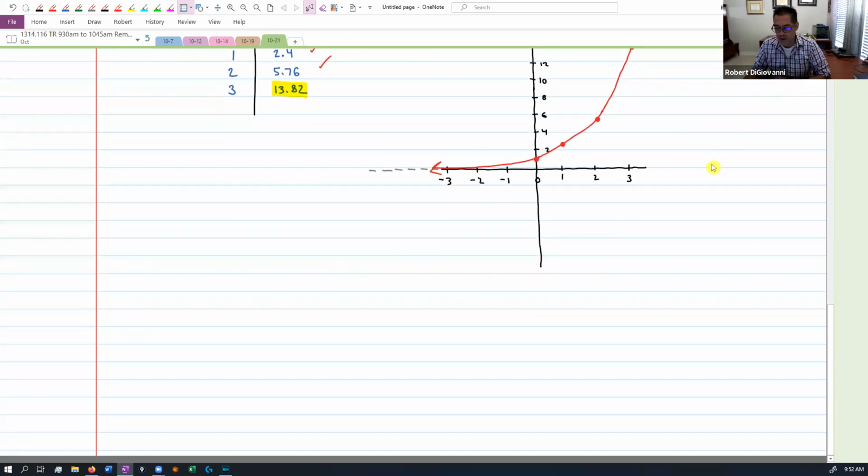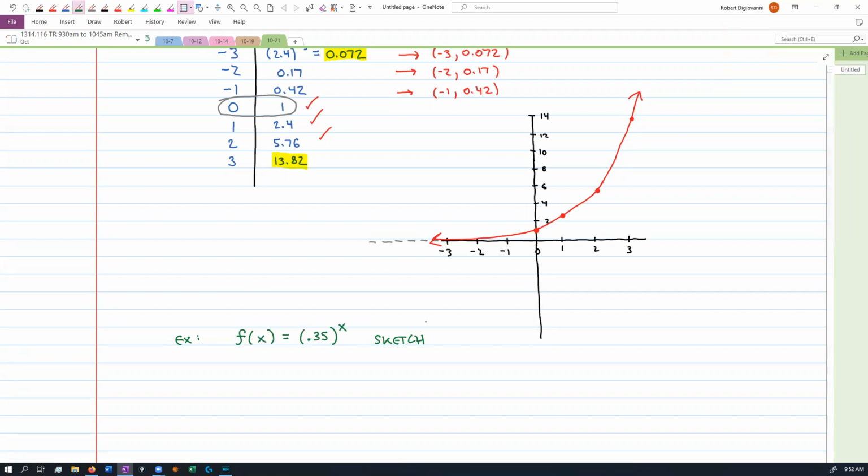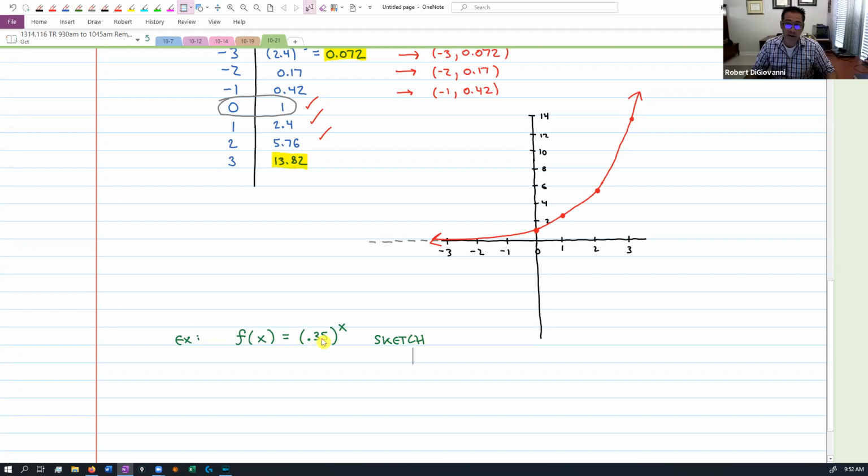All right, let's do another one. Let's do f of x equals 0.35 to the x. Sketch this. So what should we expect to see here? Growth or decay? Okay. Decay, because the number 0.35 is smaller than 1, right?